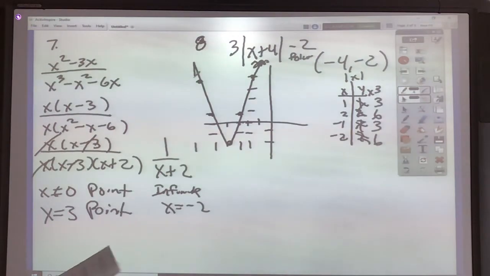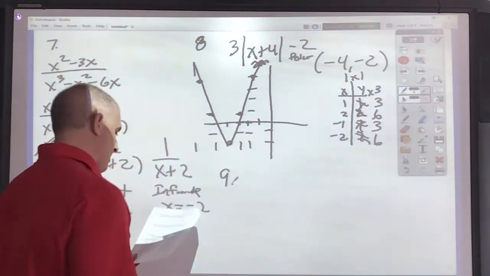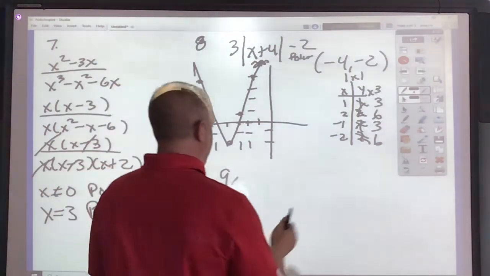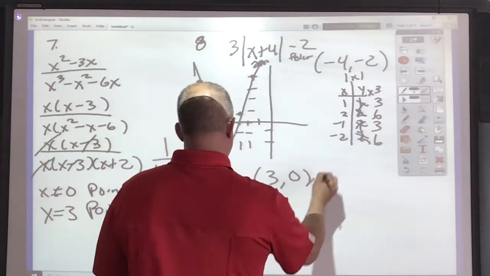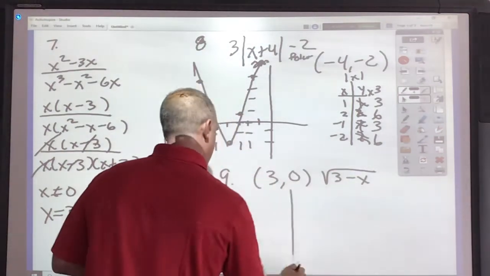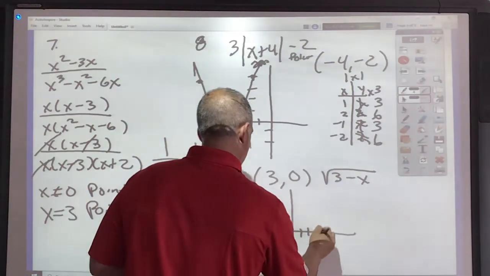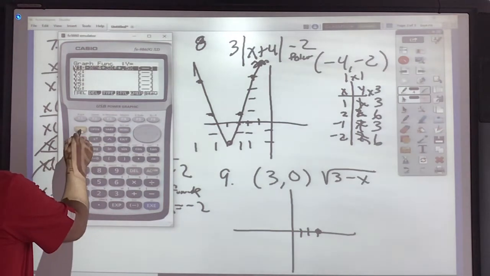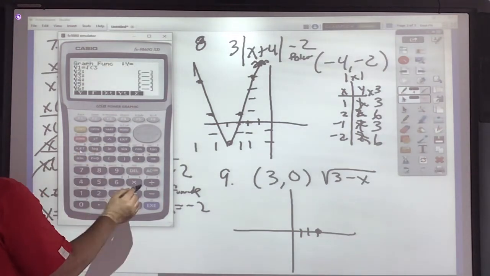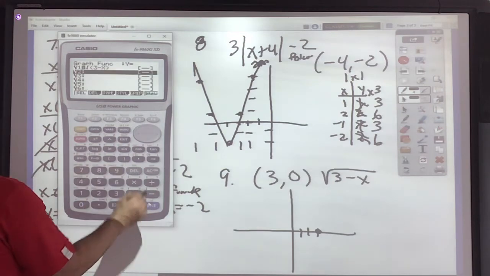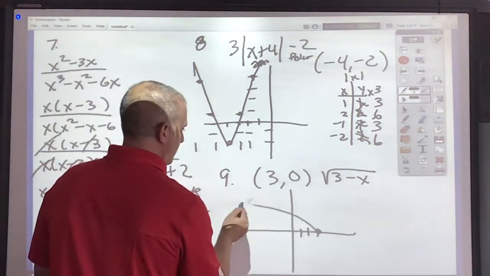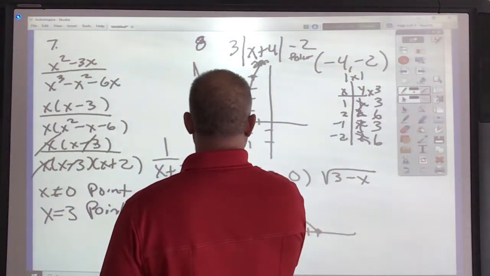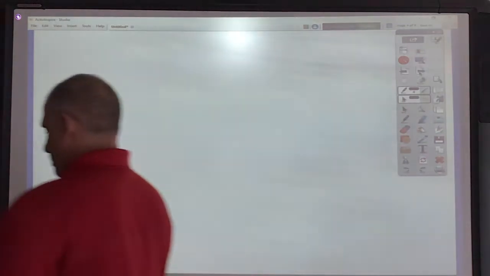Okay, question number 9, what I can do there, my anchor point would be 3, 0 for this. You can always use your graph to help you. Especially the square root of 3 minus x. So it goes like this, okay? All right, a little bit unique there. This is question number 8, sorry. Okay, let's go to question number 9.